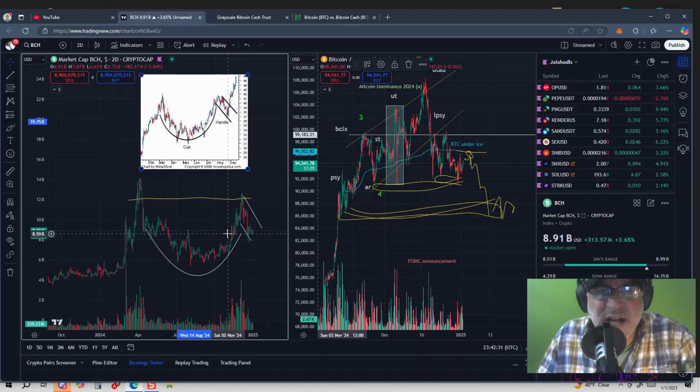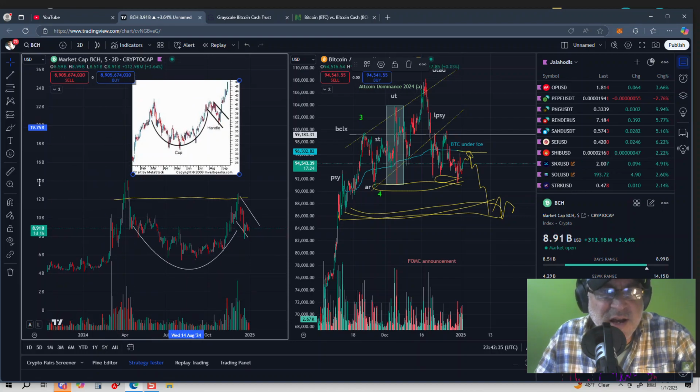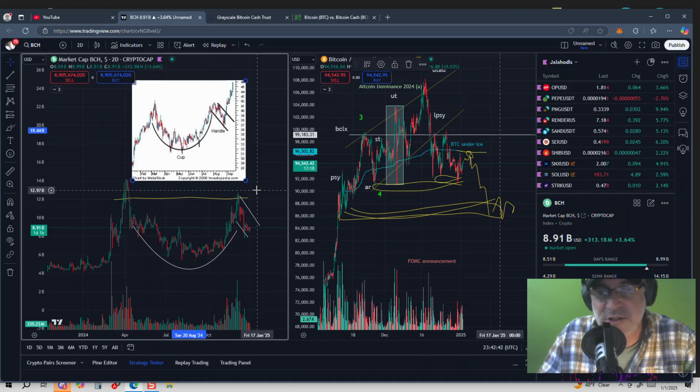But even if you just wanted to hold it and swing it, momentum trade it this alt season, I mean, going off of this chart of this cup and handle, it's looking to go at least 100%. So that's something to look at.